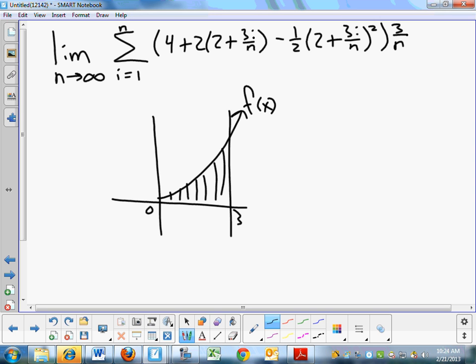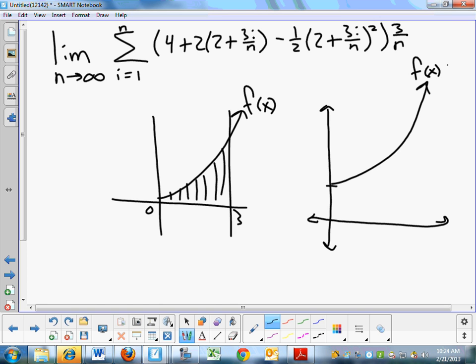And then I switch it, and instead of f of x, let's say I have a new function that I call f of x plus 2. That is the same function, just shifted up 2 units, correct? It does have a bigger area, but by how much? Not just 2 times the width.